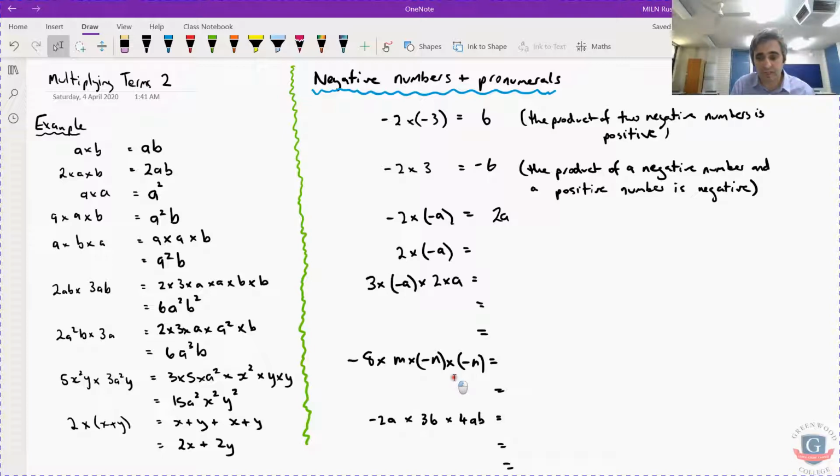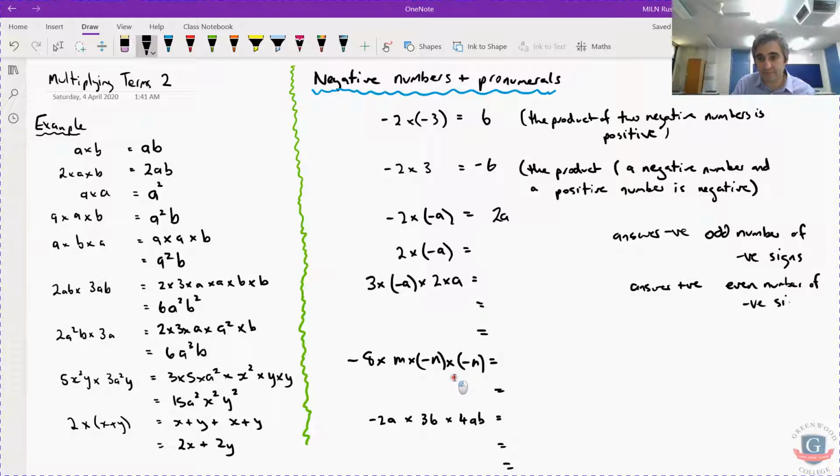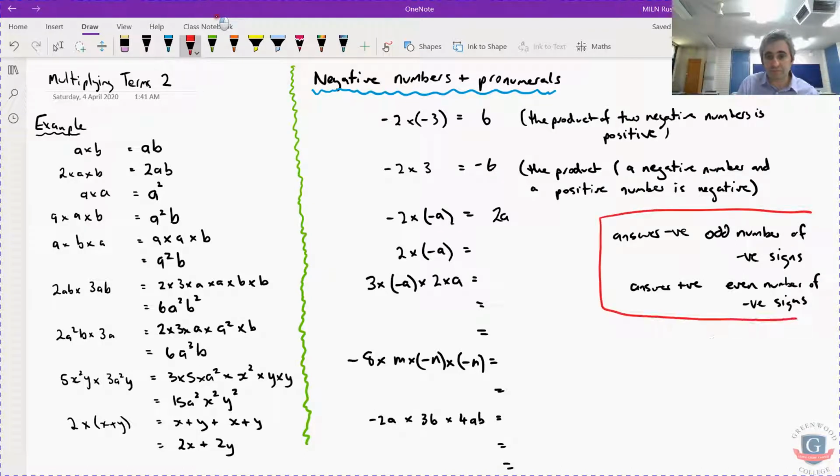So, if there's an odd number of negative signs, the answer will be negative. If we have an even number of negative signs, the answer will be positive. Let's put a box around that because we can use that later. It's not a very good box, but it will do.